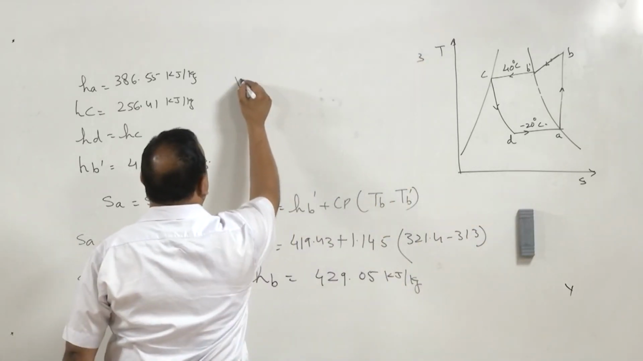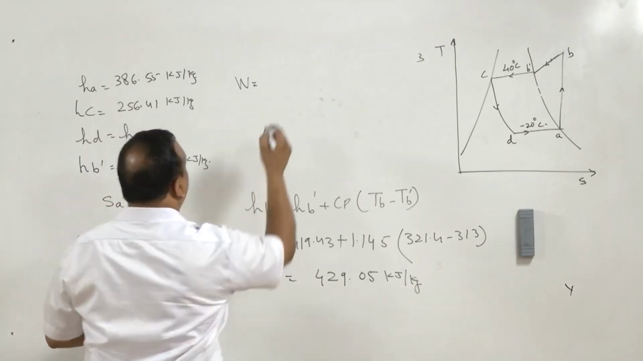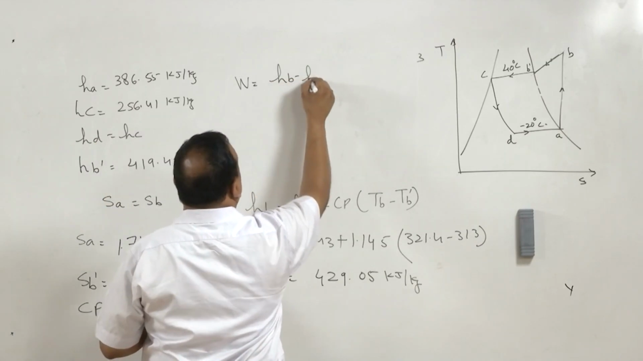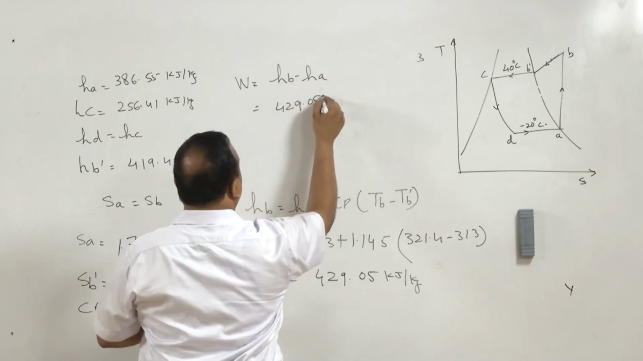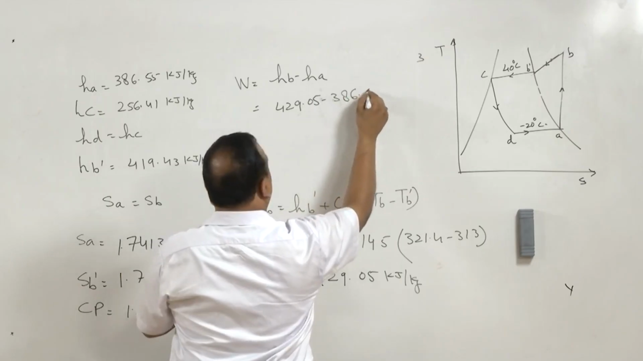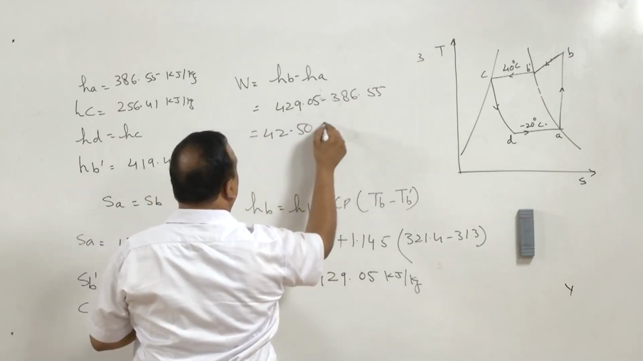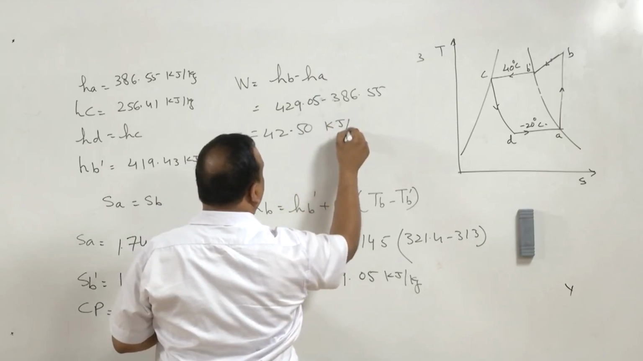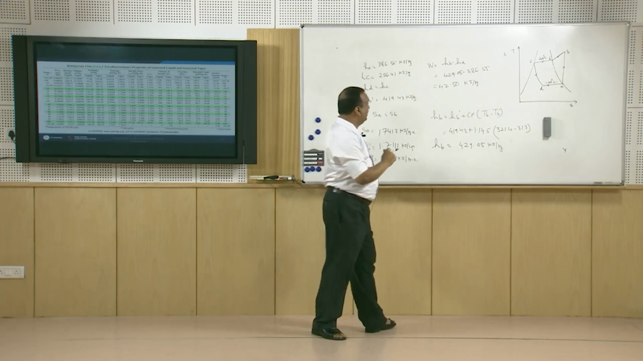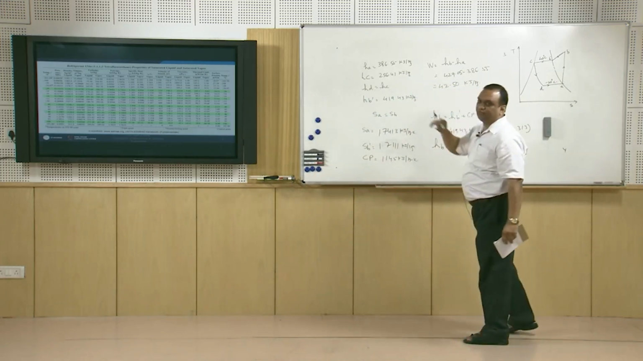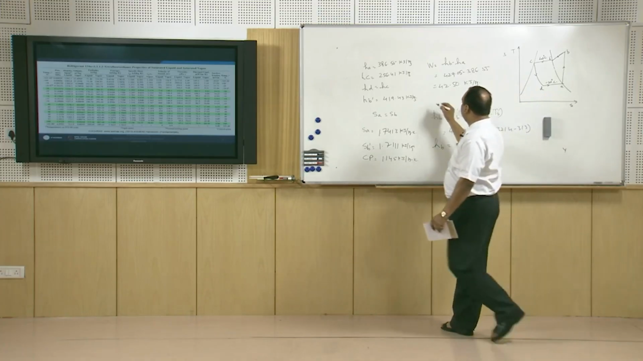So, the compressor work is going to be equal to HB minus HA, and that is equal to 429.05 minus 386.55, and that is going to be equal to 42.50 kilojoules per kg. Right. Now, if you multiply this by mass flow rate, that is 1 kg per second, you will be getting 42.5 kilowatt of compressor work.